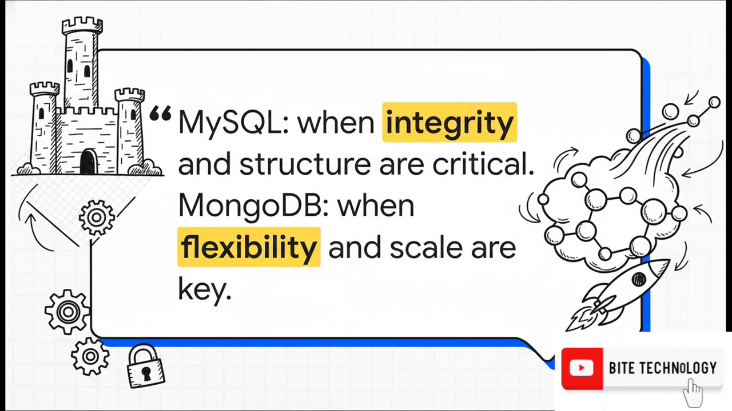Look, if you remember only one thing from all of this, let it be this right here. MySQL is for when you absolutely positively cannot compromise on data integrity and structure. And MongoDB, that's your champion when the real priorities are flexibility and massive speed at scale.